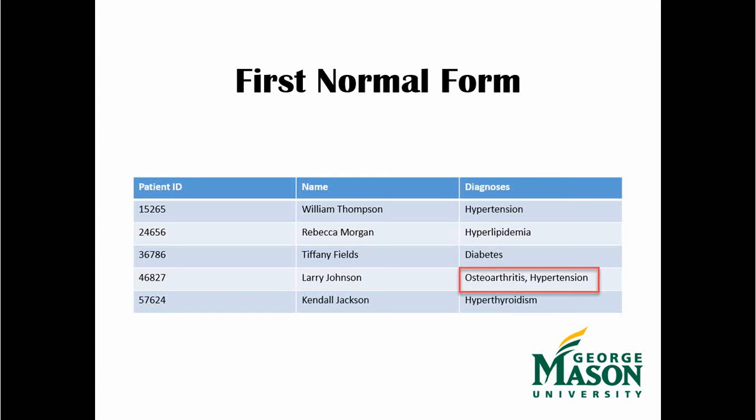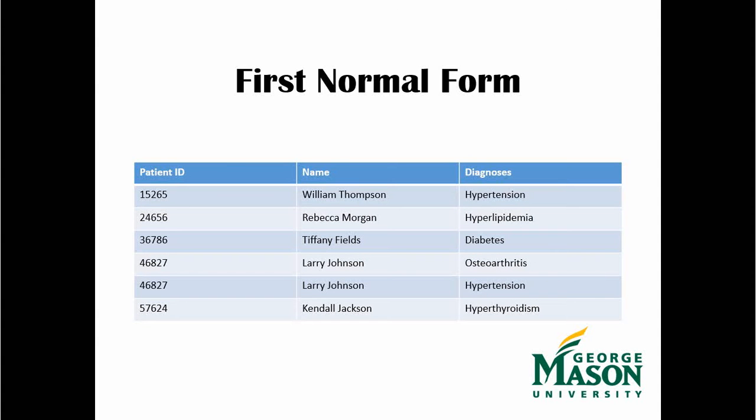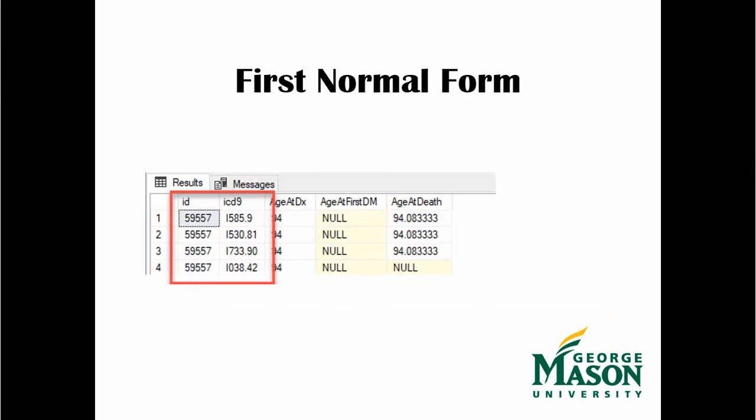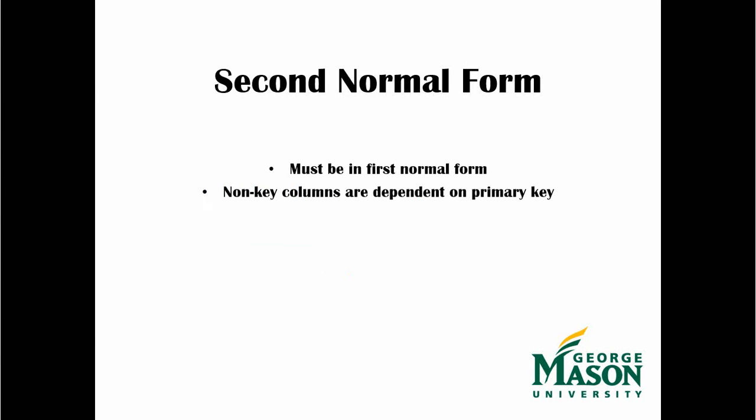However, looking at the table, we see that under the diagnosis column, patient ID 46827 has 2 values, breaking the rule that in order for a table to be in first normal form, the column must have only one value. Therefore, this part of the table is not allowed. What must happen is that the table must be split to allow a diagnosis to coincide with that patient ID on another line. This is similar to what we see in the data that we were given for the class. As you can see here, the patient with ID 59557 has multiple ICD-9 codes or diagnoses, and each is on a separate row.